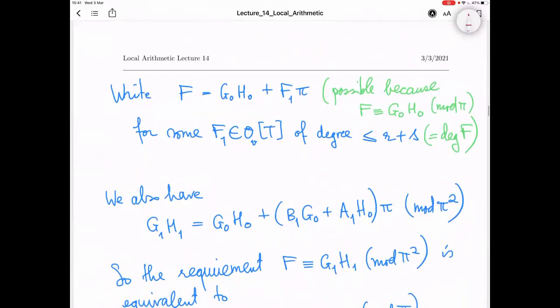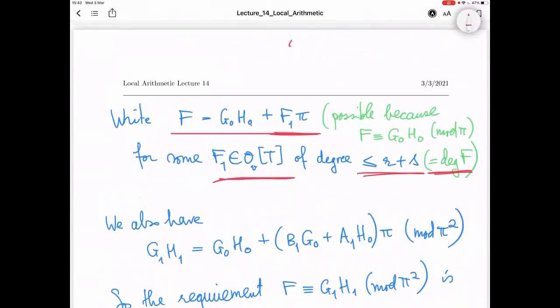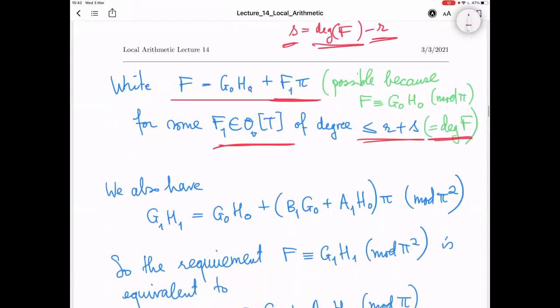Okay, so how do we choose them? Notice that F can be written as G0, H0 plus F1 times pi, for some F1 of degree less than R plus S. R plus S is the degree of F, right? That's how we have defined it. R is the degree of little g, and S is defined to be degree of capital F minus R. So degree of F is actually equal to S plus R.